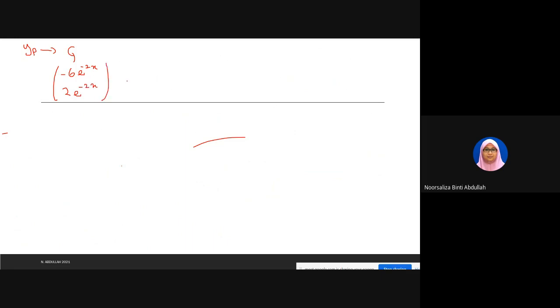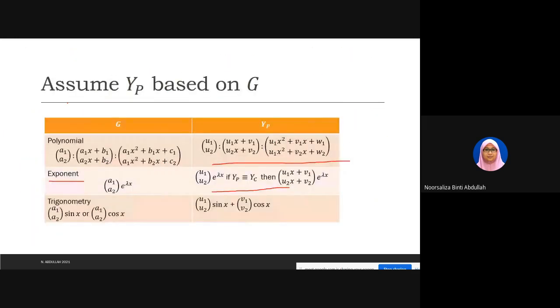So the step is, you have to make a YP. You look at this G, which is exponential. So you have G equals to A1, A2 exponent lambda x. Then your YP will be U1, U2 exponent lambda x. Then you have to check with your YC. If the pattern of YP is the same as YC, then you have to times X and plus V1.